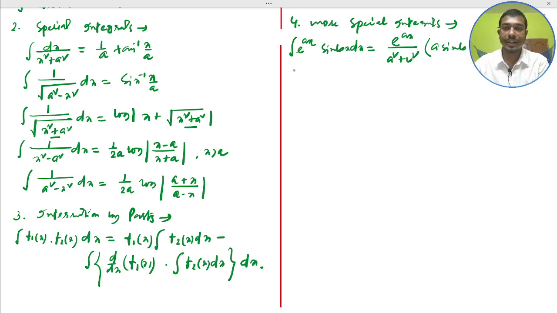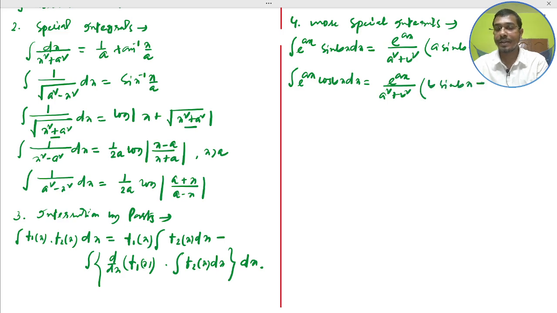Next, for the cosine, e to the power ax cos bx dx. That would be e to the power ax divided by a square plus b square into b sin bx plus a cos bx. For the cosine function, it should be the positive.